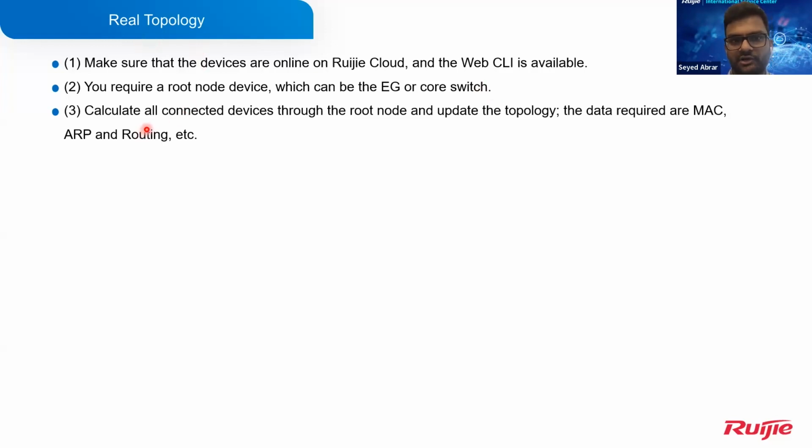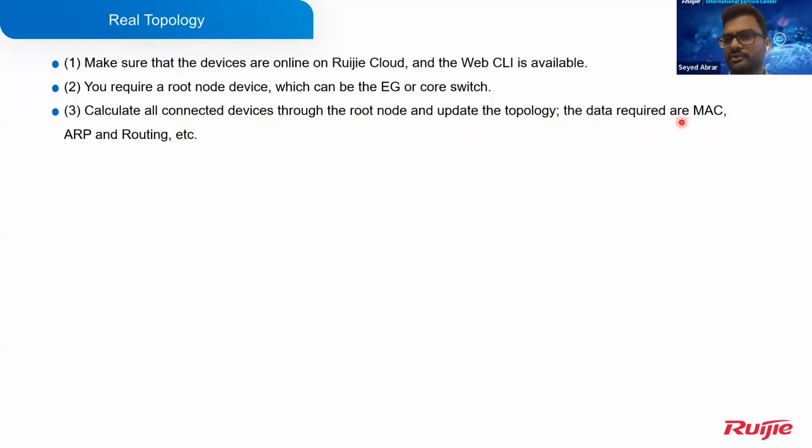So the calculation of the devices and the topology is based on the data that comes from the devices in the network, through the MAC, ARP, or routing. So how will it calculate it? Because of the MAC entry table.